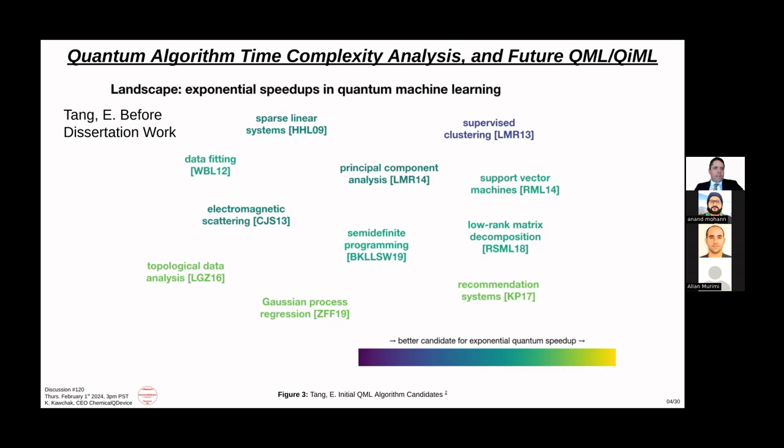So Tang et al., or actually this is Tang's dissertation. Before, they were trying to get speed ups and these types of things, but were actually able to dequantize a lot of the algorithms. So this is what they believed before, as far as being best candidates for exponential quantum speedups. So the bluer is the worst, towards yellow is best. So we see topological data, Gaussian process regression, recommendation systems that they had, or she had, at the top of the list. And there are others that do these similar types of dequantizing.